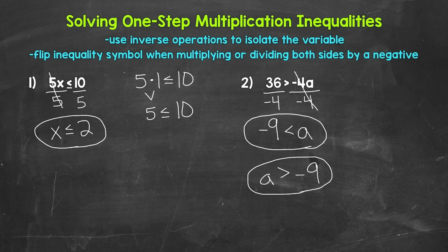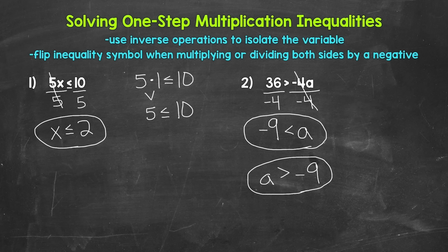Either way is correct there, just something to keep in mind. Now, as far as flipping the inequality symbol, we're going to talk more about that and why we need to do that after we wrap up number 2. So again, our answer: a is greater than negative 9. So a can be anything greater than negative 9.